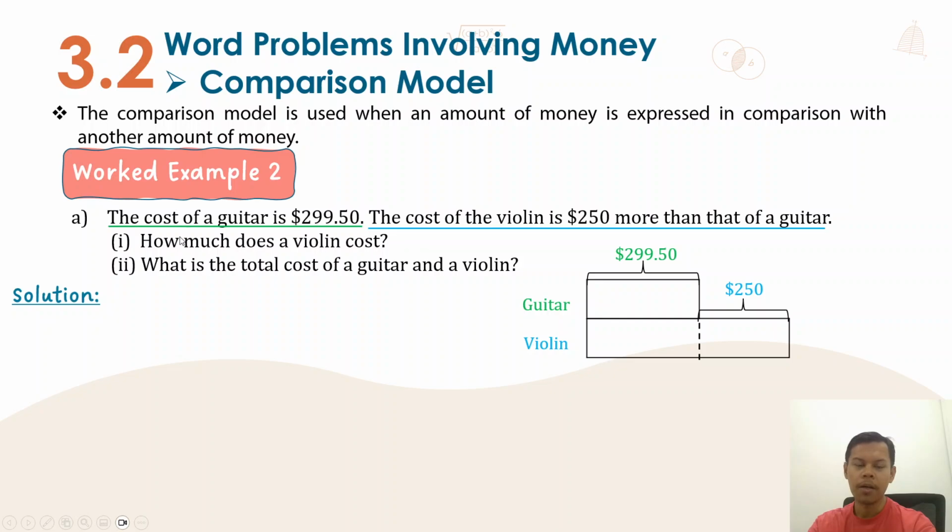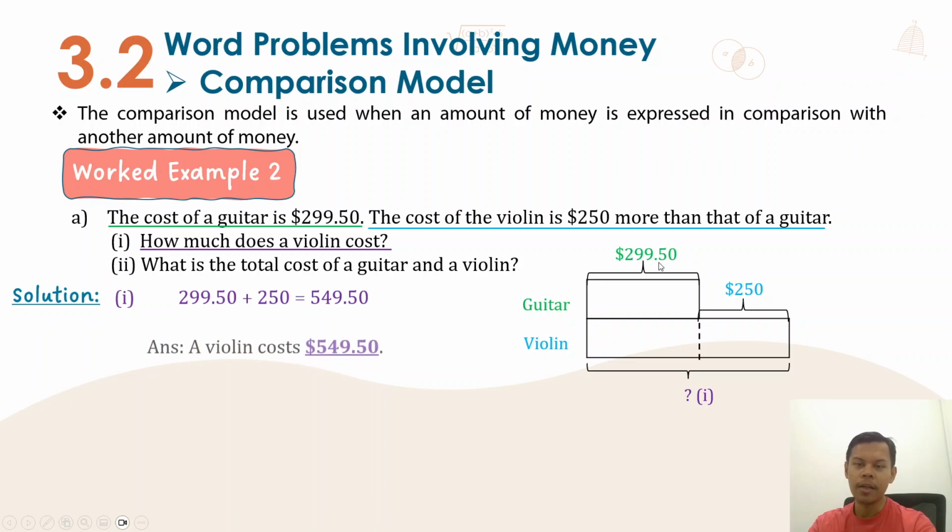Okay, how are we going to find the cost of a violin? Very good, just add both together. Okay, so $299.50, just add with the 250, you're going to get $549.50. So that is the cost for the violin.